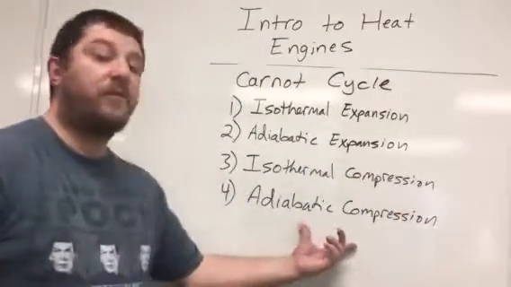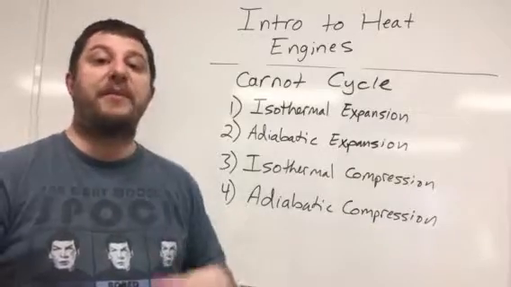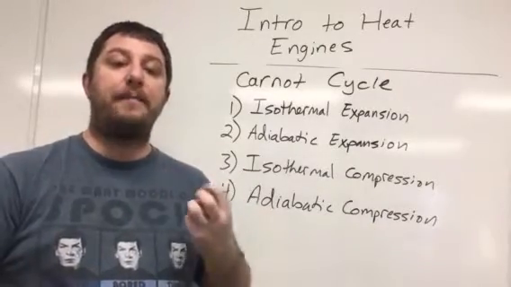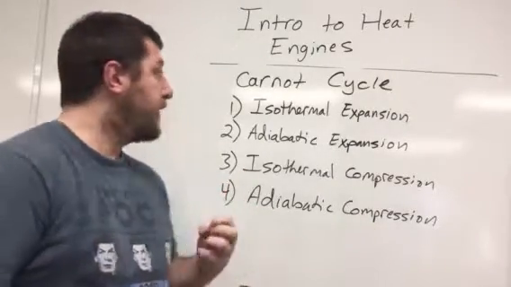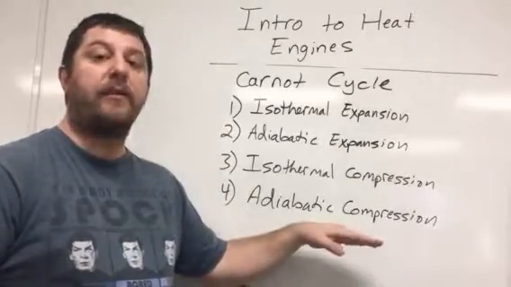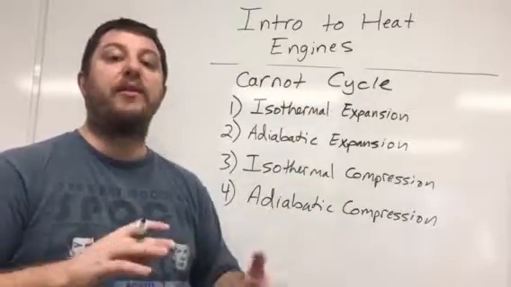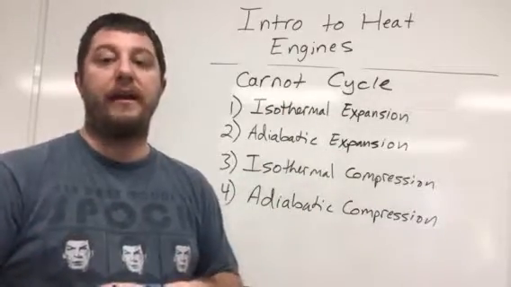Okay, so these are the 4 steps of the Carnot cycle. And again, these 4 steps define the maximum efficiency that a true engine can have. It cannot have a greater efficiency than the efficiency of this cycle between 2 hot and cold heat reservoirs.